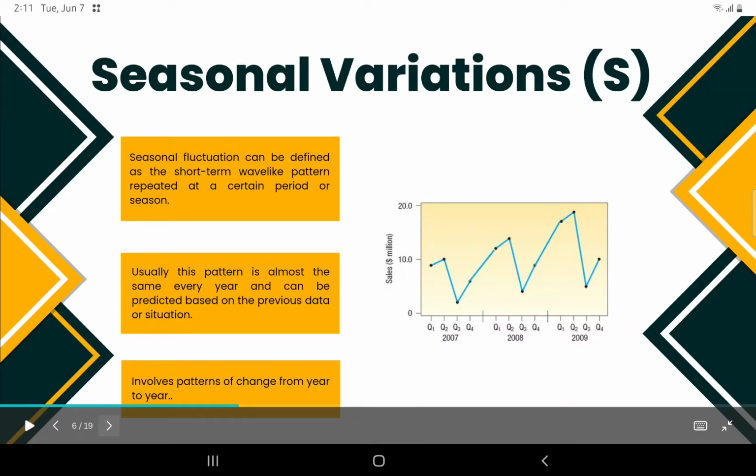The next one is the seasonal variation. Seasonal variation involves the pattern of change which is repeated from year to year. Setiap tahun dia repeat pattern yang sama, itu maksud seasonal variation. Usually the pattern from year to year is the same, is repeated, for example because of weather, or because of holidays.